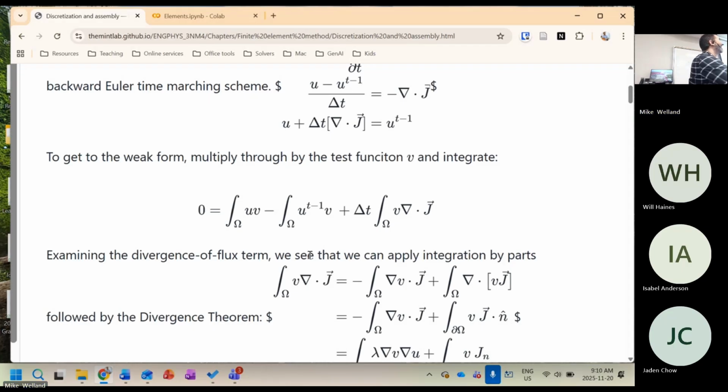What do you say? Which one? Divergence theorem. Yeah. Did you say Stokes before? No. Yeah. Right. So it's Stokes theorem. It's divergence theorem.